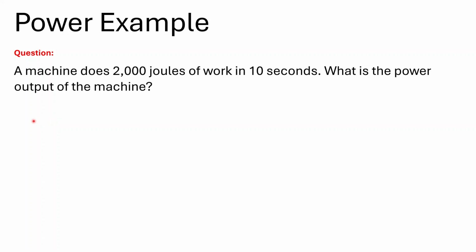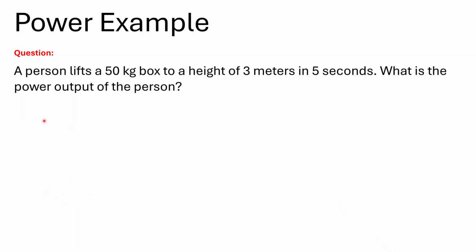Next question. A machine does 2000 joules of work in 10 seconds. What is the power output of the machine? So the formula for power is P equals W divided by T. Therefore, plugging in the numbers, P equals 2000 divided by 10, in which 2000 is the amount of work done and 10 is the time. So 2000 divided by 10 equals 200 watts.